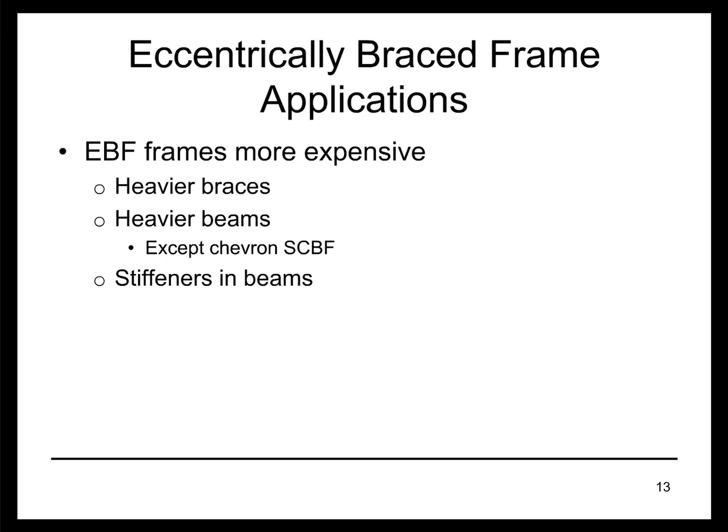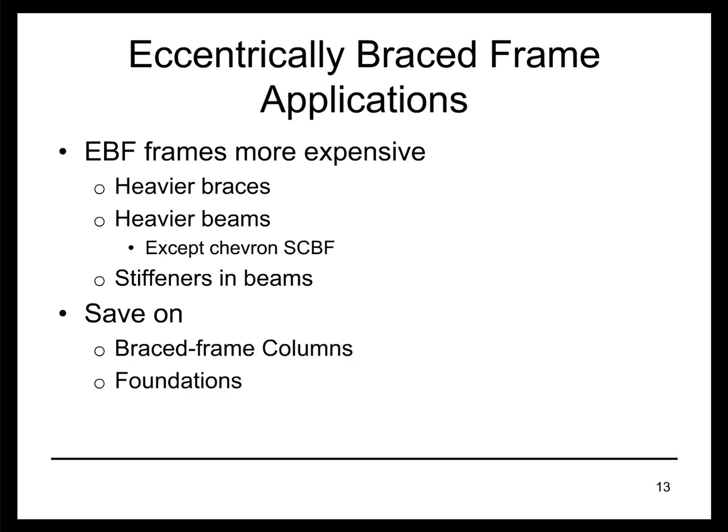So those are the costs of the eccentrically braced frame, but the savings come in perhaps lighter columns required for the eccentrically braced frame. A little bit more of the overturning is handled in the braces, and of course, as I pointed out, the design base shear is a lot lower.